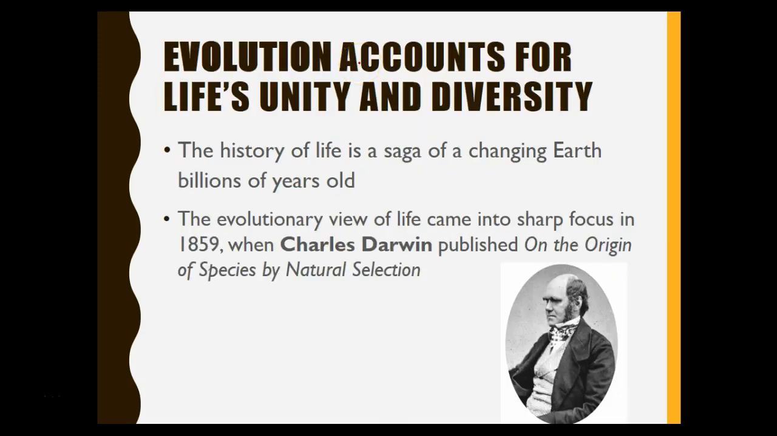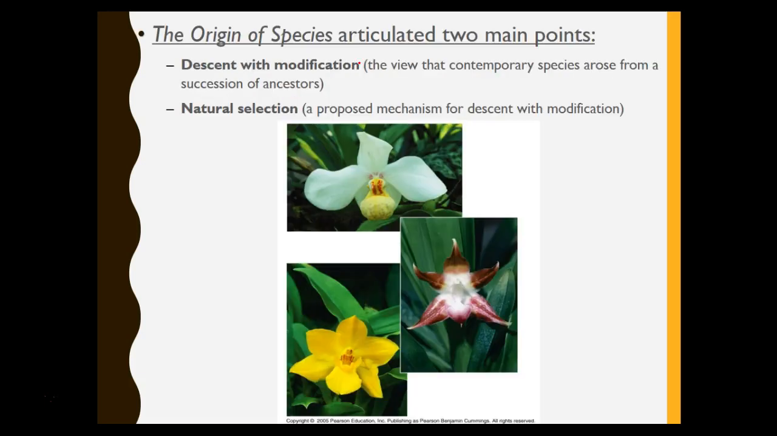So another big topic in biology is evolution. So the history of Earth is a saga of a changing Earth billions of years ago. Charles Darwin was one of the first who came up with this evolutionary view of life when he published his book on the origin of species by natural selection. So his book articulated 2 points: descent with modification, the view that contemporary species, so species today, arose from a succession of ancestors, so it came from previous ancestors.